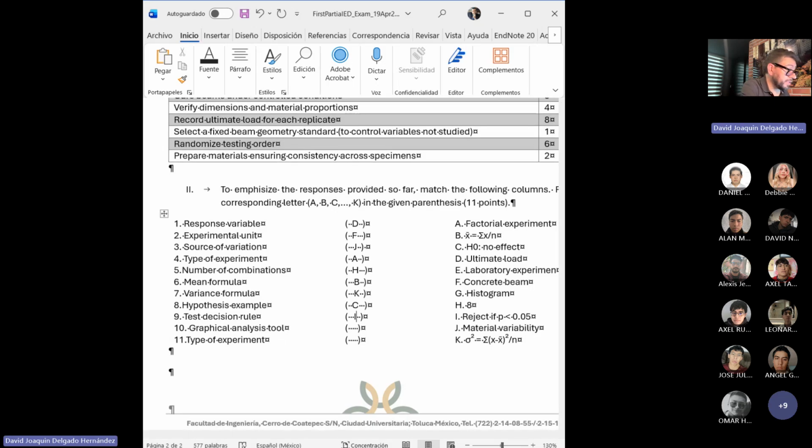Then number 10, graphical analysis tools. It is a histogram, letter G. And finally, the type of experiment, which is letter E, laboratory experiment. So it is letter E. That's it. If you had these answers, then you could get the total points available for this exam.